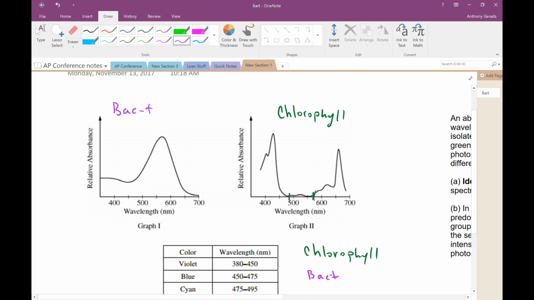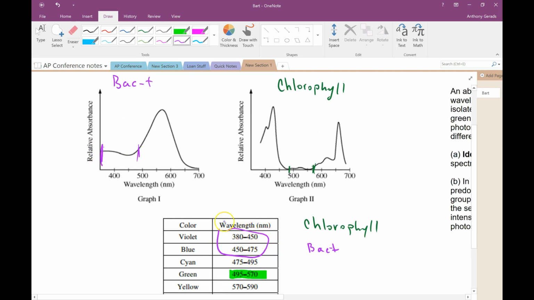All right. So we know graph 2 is going to be chlorophyll because if I look at the relative absorbance, things that are green are actually green because they're reflecting it, meaning it would not absorb any of that light. It's not absorbing anything in that green wavelength, so it's going to appear green. This one right here is reflecting a lot in the 350 to 500 range, and if I look, 350 to 500 range is violet and blue, or purple, which is that color.